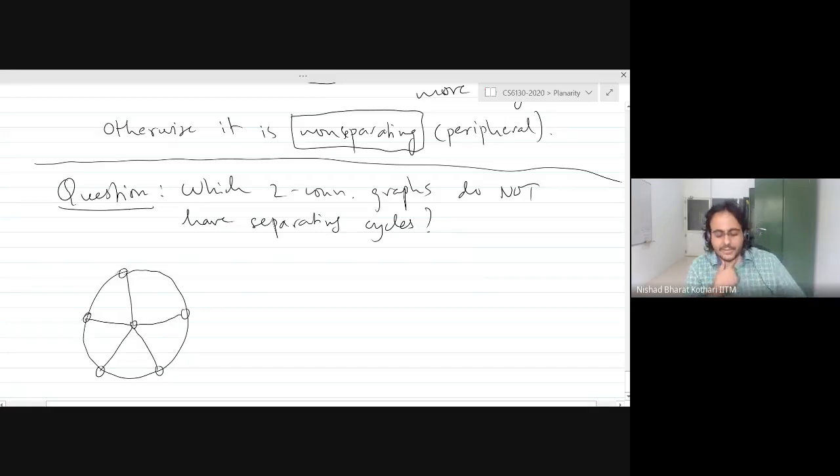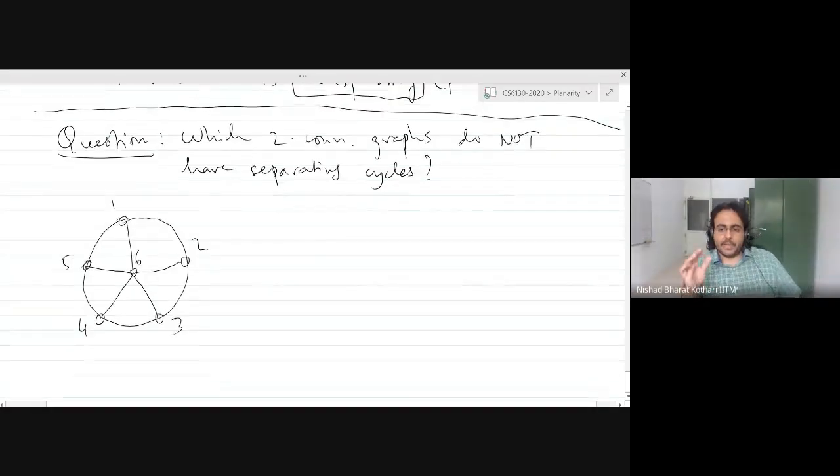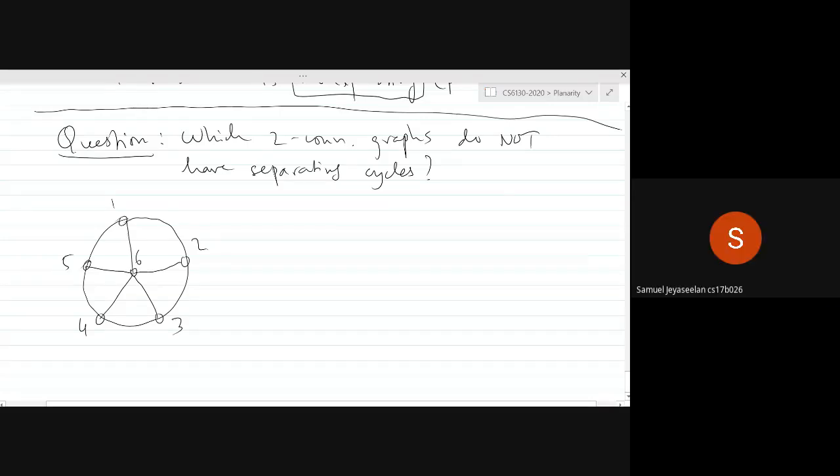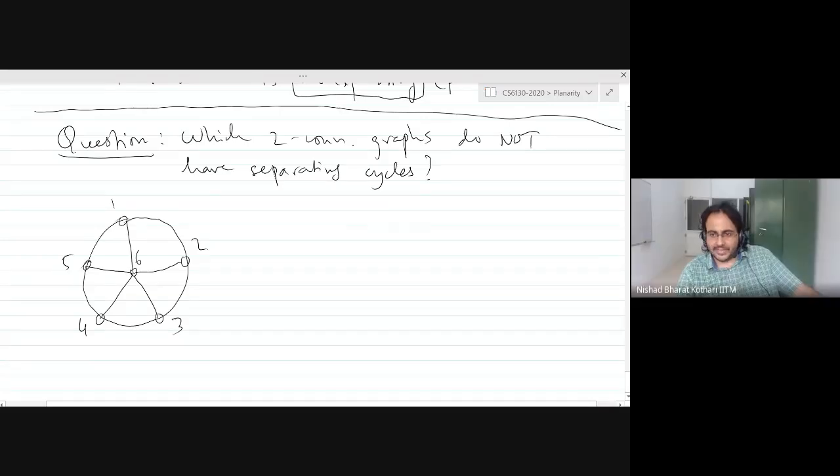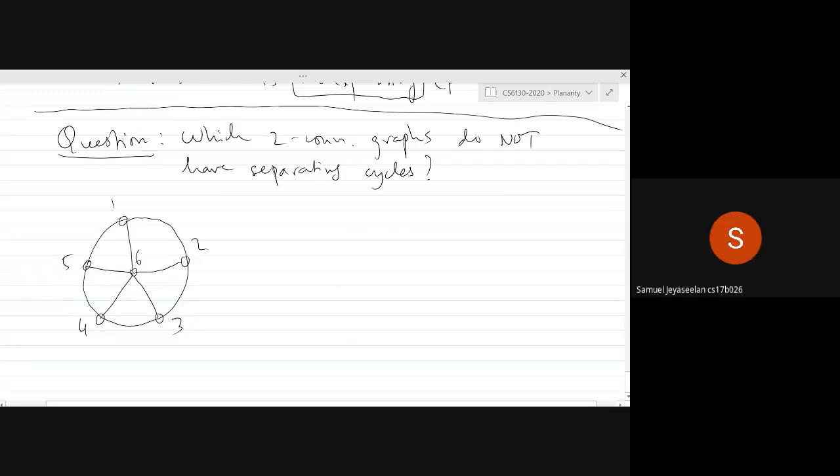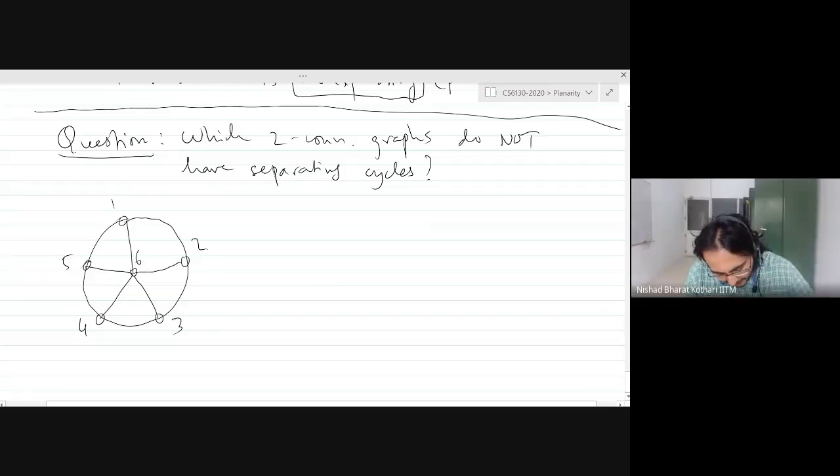So does this graph have a separating cycle? I would like to have multiple answers. Oh yeah, actually it does. Never mind. Can you give me a separating cycle? 1, 2, 6, 5. Right? This is separating because you have one bridge here and you have another bridge here. So this is not the right answer.